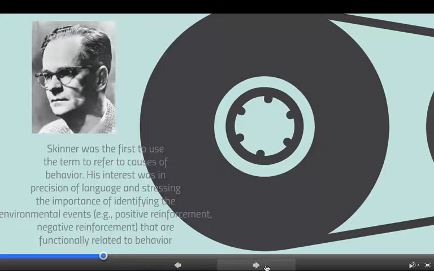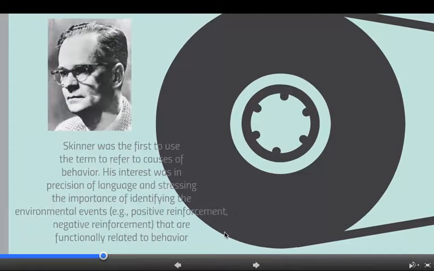Now, Skinner was also the first person to use the term cause of behavior or refer to cause. He was also the first one to talk about the function of behavior. Skinner had a very deep appreciation for very precise language, and he really admired individuals from other fields of study, such as mathematics and physics, for example. He admired the precise language that those individuals used. So he brought that same standard to his field of experimental analysis of behavior and used very precise language.